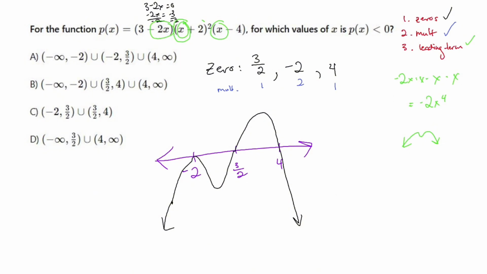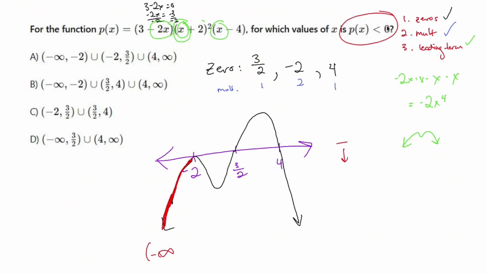So what I'm supposed to do with all this information is find out when it's less than 0. Less than 0 means don't include 0. So right now, as I'm starting from left to right, I'm less than 0. I am below the x-axis. So everything up to this point right here is less than 0. And then all of a sudden I hit the x-axis. Now when I hit the x-axis, I am 0.